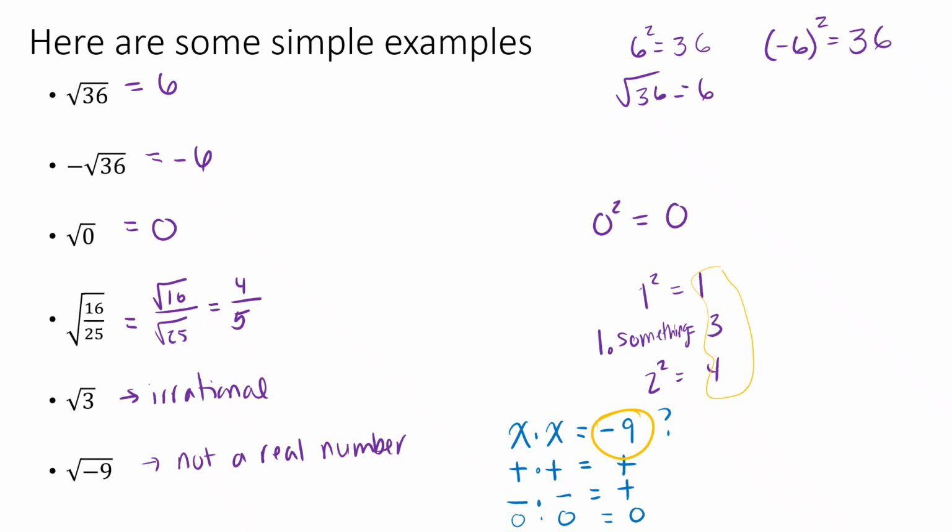If we square a number, we're either going to get 0 or a positive out of it. We're not going to be able to get a -9. The most common incorrect answer that students give is -3, but remember, -3 times -3 would actually give you +9. So for now, that would be not a real number.